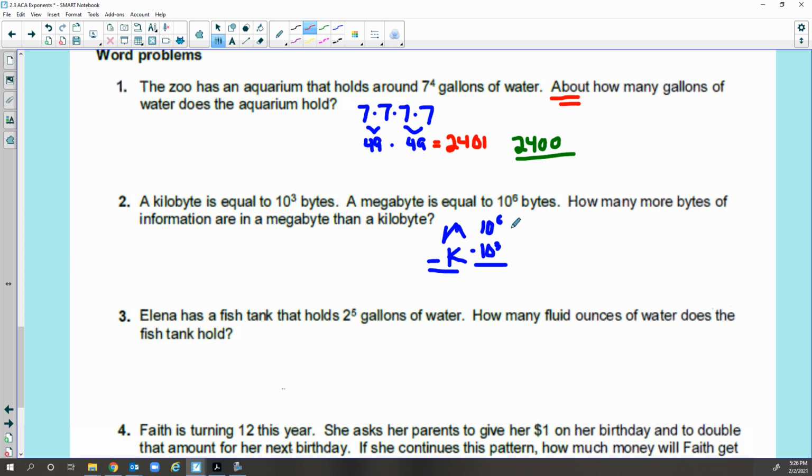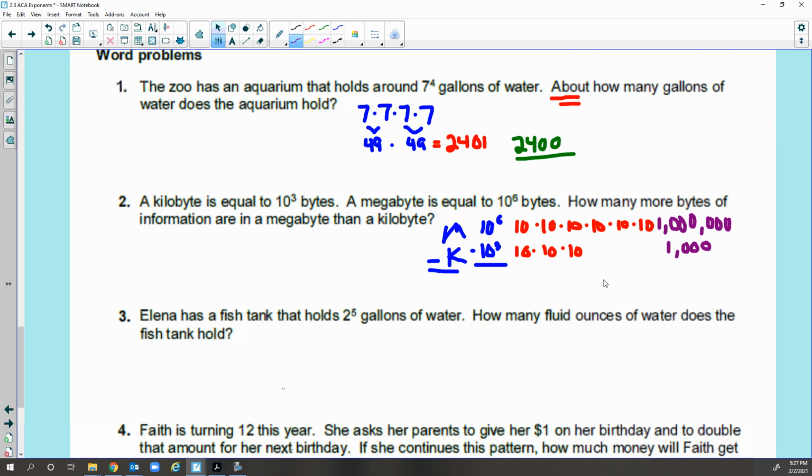10 to the 6th is the same as saying 10 times 10 times 10 times 10 times 10 times 10. And 10 to the 3rd is just 10 times 10 times 10. Well, 10 to the 3rd is equal to 1,000, because 10 times 10 is 100, times another 10 would be 1,000. This 10 to the 6th, guys, that's going to represent 1 million. Holy moly.